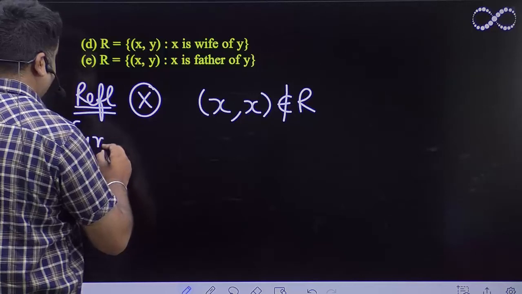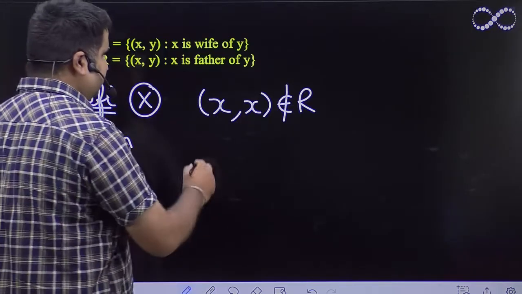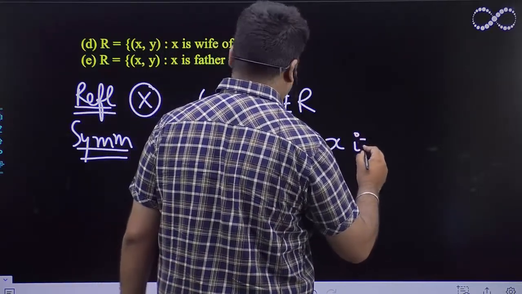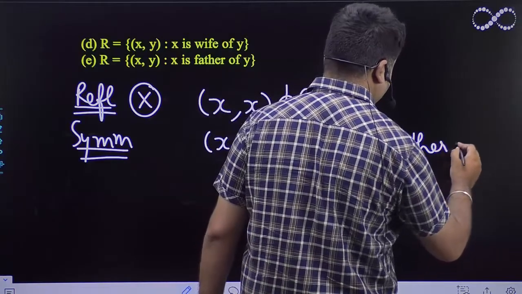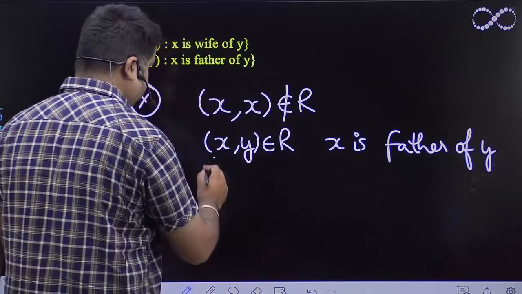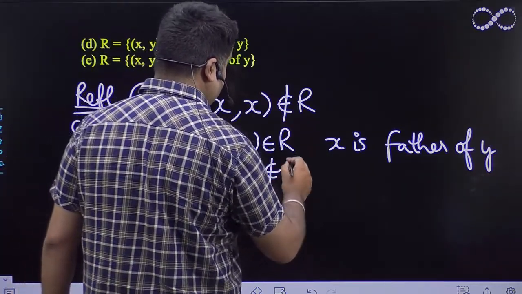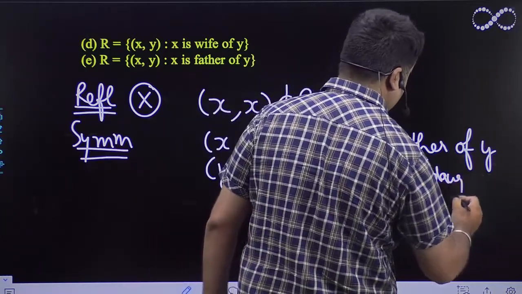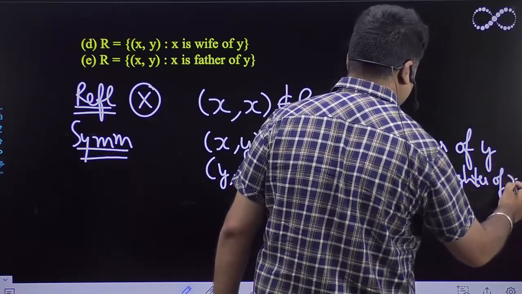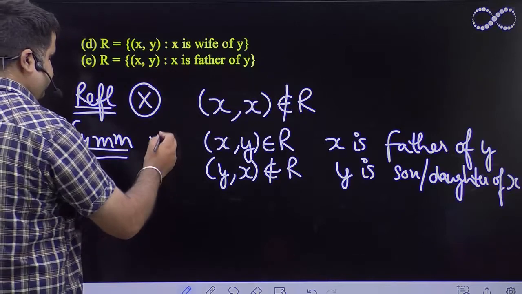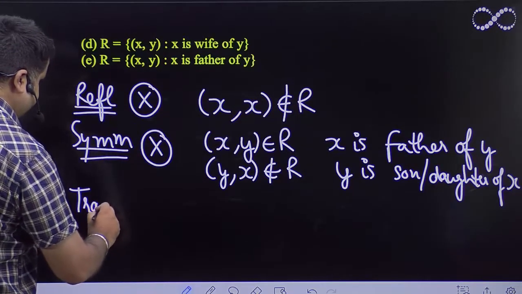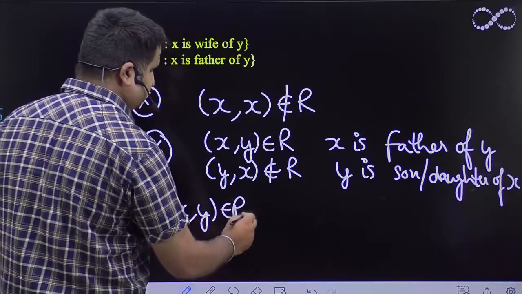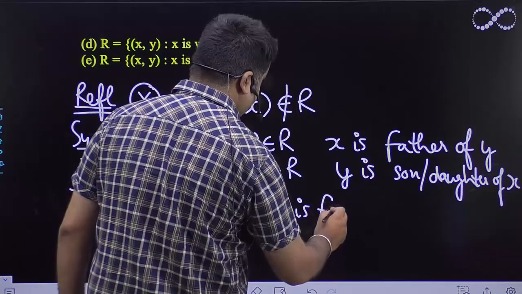Now we have property for symmetric relation. For symmetric we check if XY belongs to R, which means X is the father of Y, then YX does not belong to R since Y is son or daughter of X. So this is not a symmetric relation. Now let's check for transitive relation. In this case, if XY belongs to R, this means X is the father of Y.